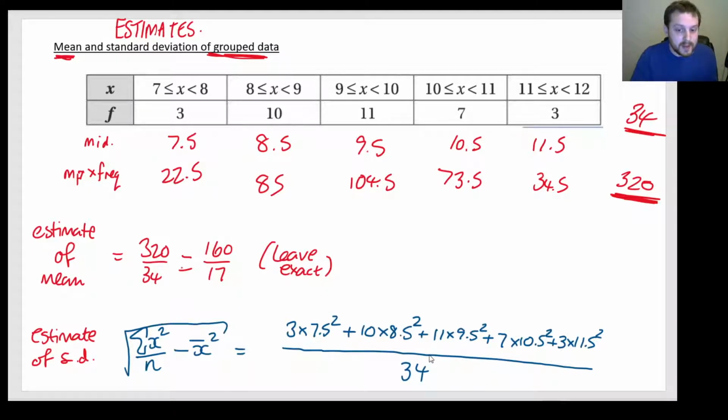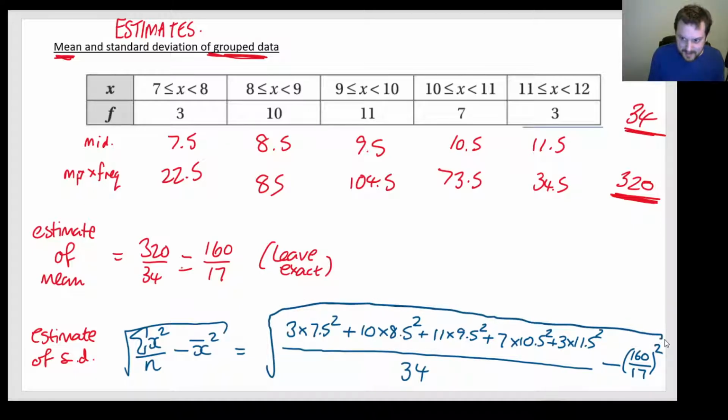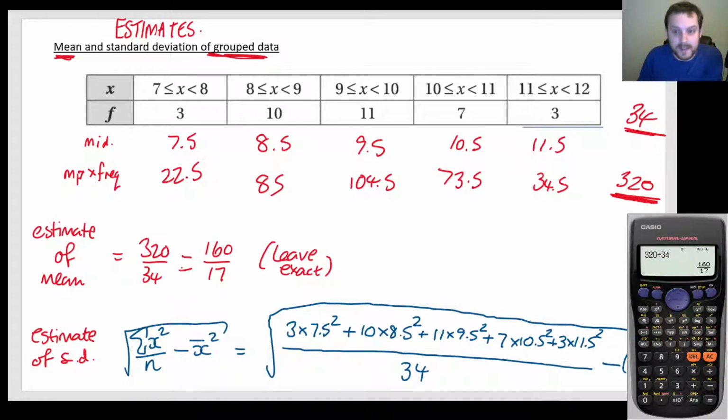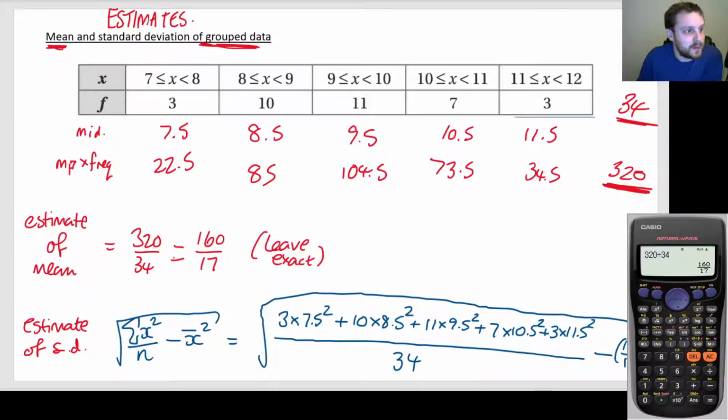It's like a shorthand way of saying there's 7.5 squared plus 7.5 squared plus 7.5 squared, 3 of them, plus 8.5 squared plus 8.5 squared plus 8.5 squared, and there'll be 10 of those, etc. So altogether, there's 34 of these things that I'm adding up, and then I will need to take away 160 over 17 squared, and then there'll be a square root of this absolute monster. So it's not the nicest. There's so many places to make a mistake, but you just have to persevere with it, basically.